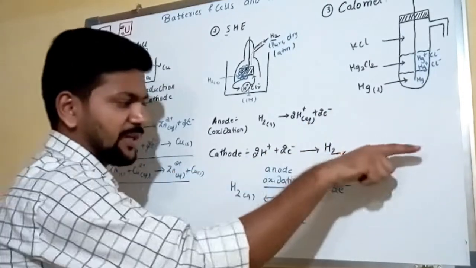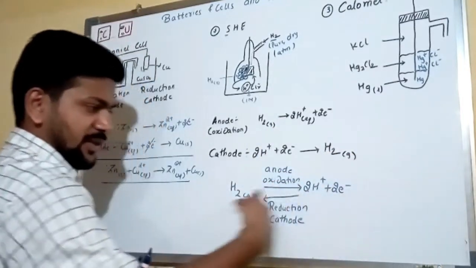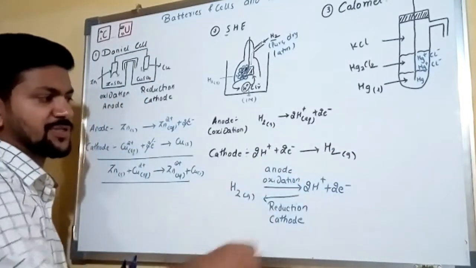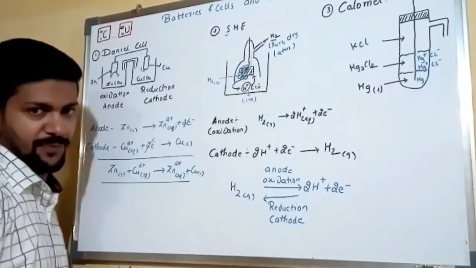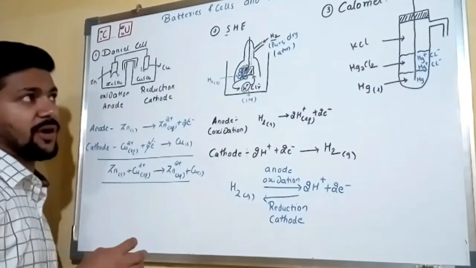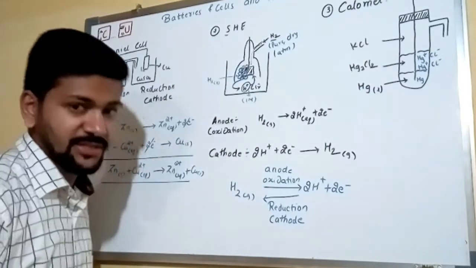If it is going in this way, that's an oxidation reaction. If it's coming in this way, this will be a reduction reaction. That's the simplest trick you can remember. You don't need to learn all the stuff by heart. Am I correct? The next cell which you have got is your Calomel reference electrode, which is a secondary reference electrode.